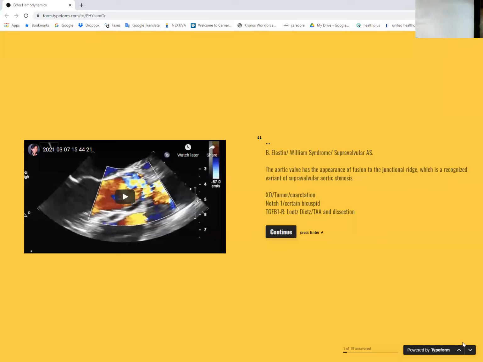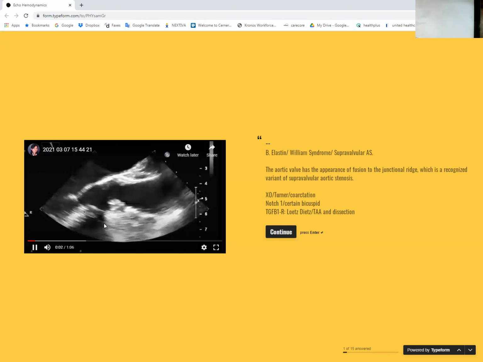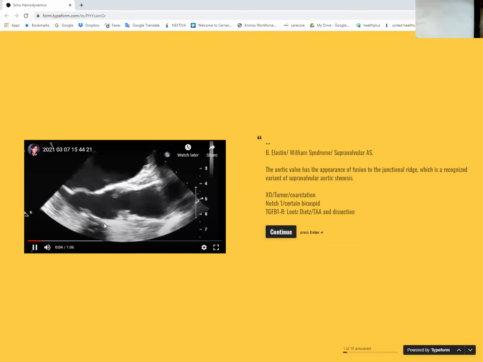What they wanted to know, elastin is actually, no, Marfan is fibrillin. Sorry, I misspoke. Marfan is fibrillin. So this one is elastin. You don't have to know this now, but definitely know it for the boards. So elastin abnormality is associated with Williams syndrome. It's also associated with supravalvular aortic stenosis. So what you're seeing with the valve is that it looks like the valve is actually fused to the junctional ridge, which is a recognized variant of supravalvular aortic stenosis.